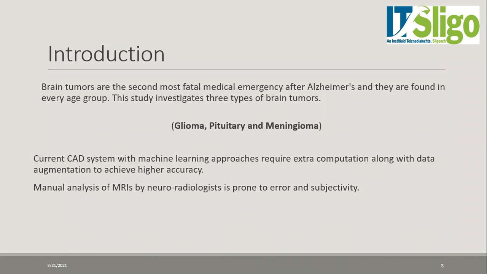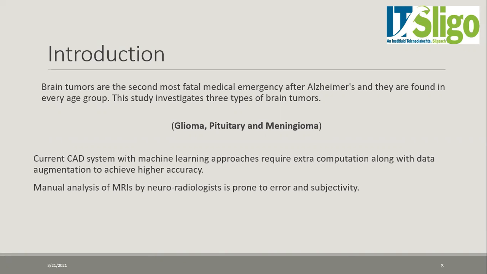Brain tumor is considered the second most fatal emergency after Alzheimer's. They are found in every age group, from children to the elderly. This study investigates three major types of brain tumors: glioma, pituitary tumors, and meningioma tumors.